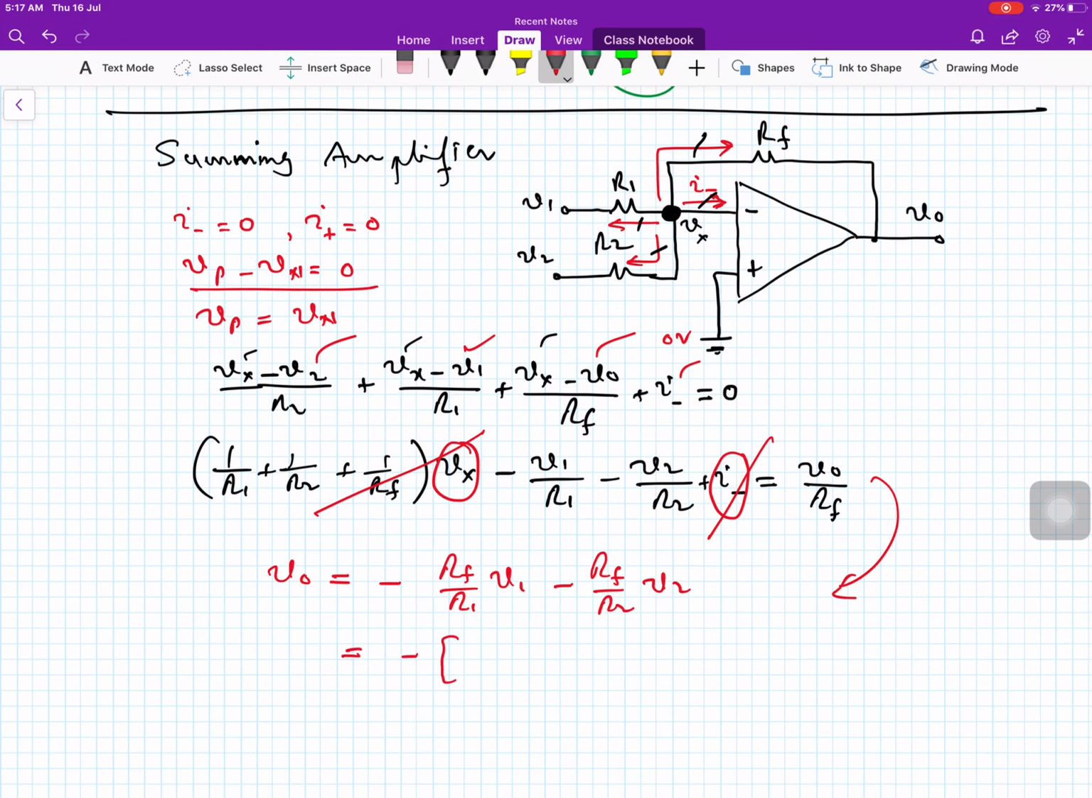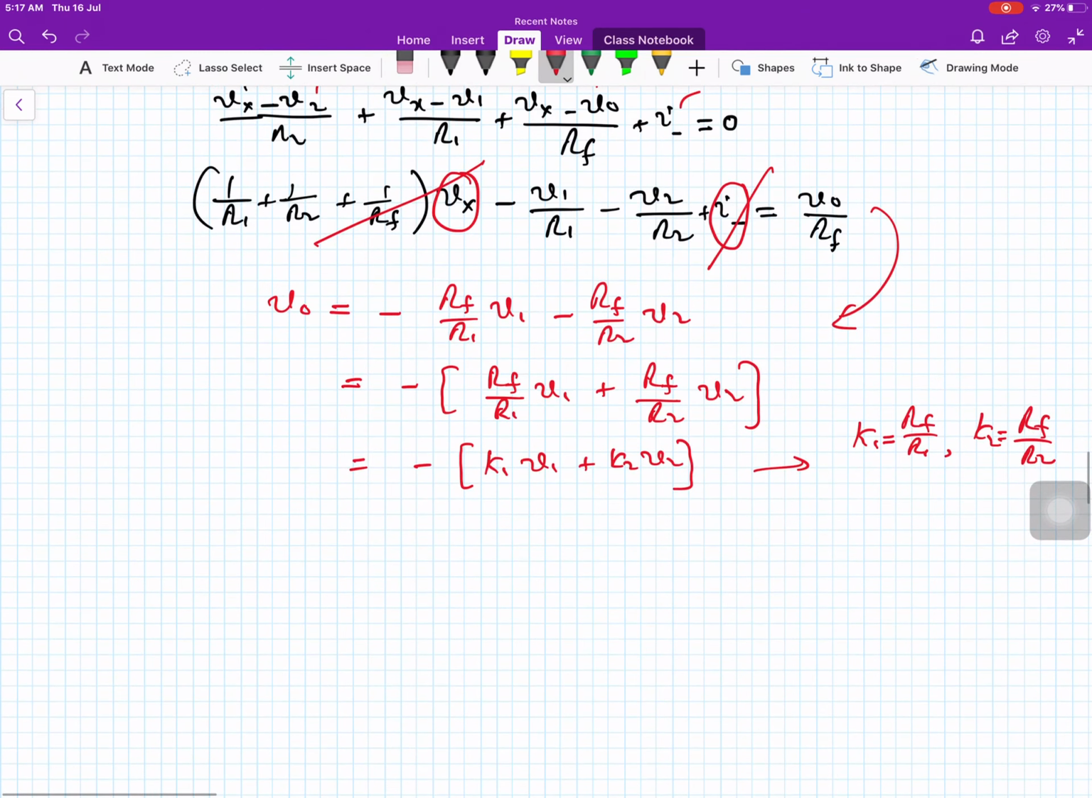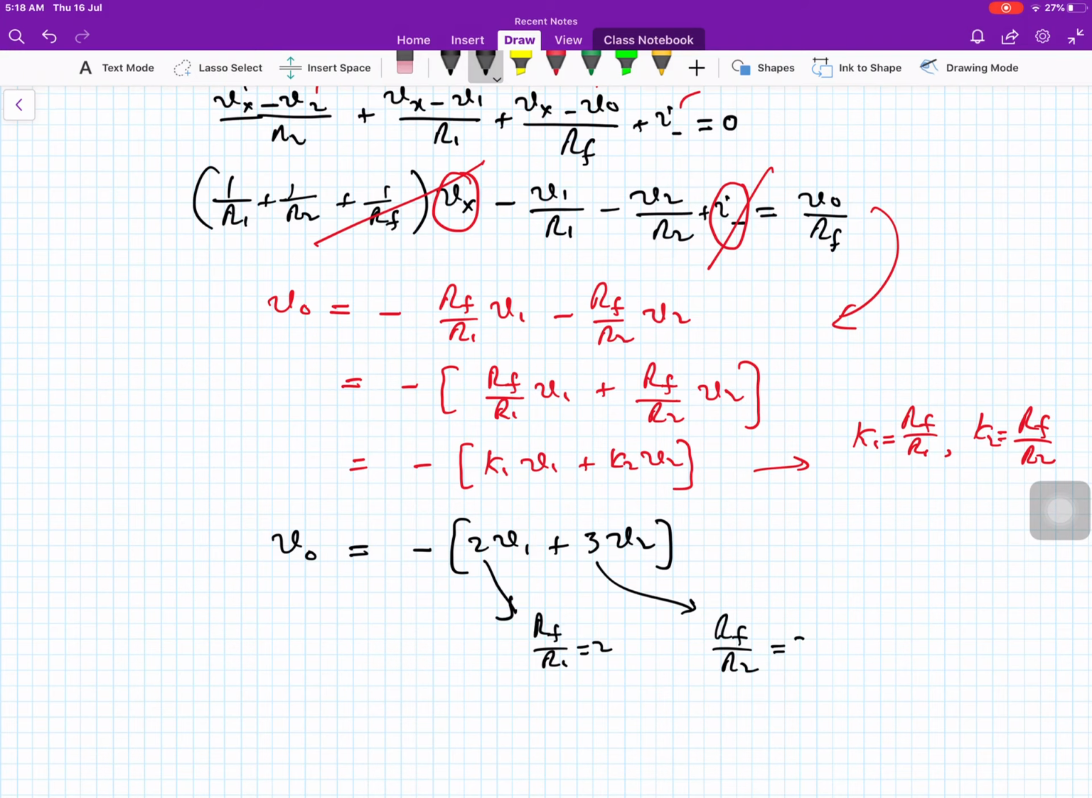Or it is minus K1 V1 minus K2 V2, where K1 is RF over R1 and K2 is RF over R2. We can select appropriate values of RF, R1 and R2 in order to generate an output like this. Say we want minus 2V1 plus 3V2, so we will select RF over R1 equal to 2, and we will select RF divided by R2 equal to 3.